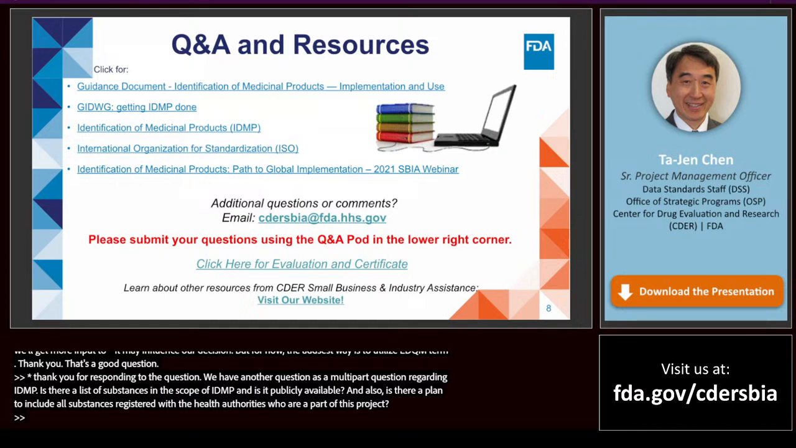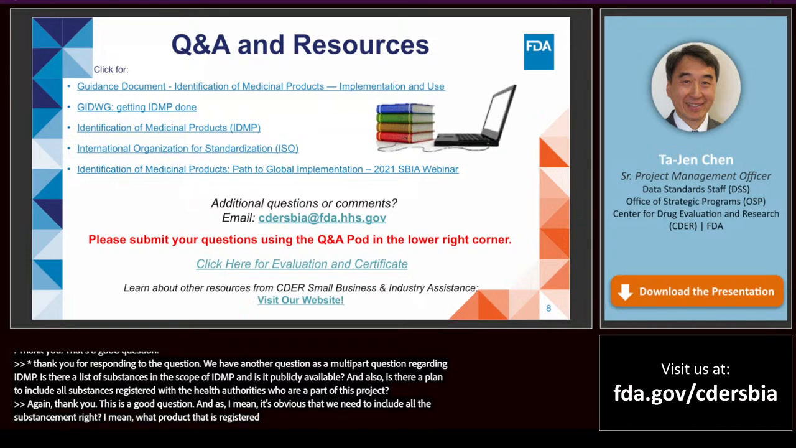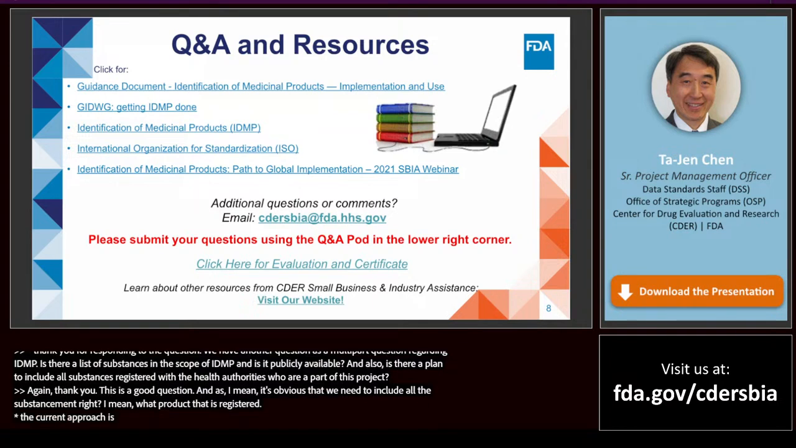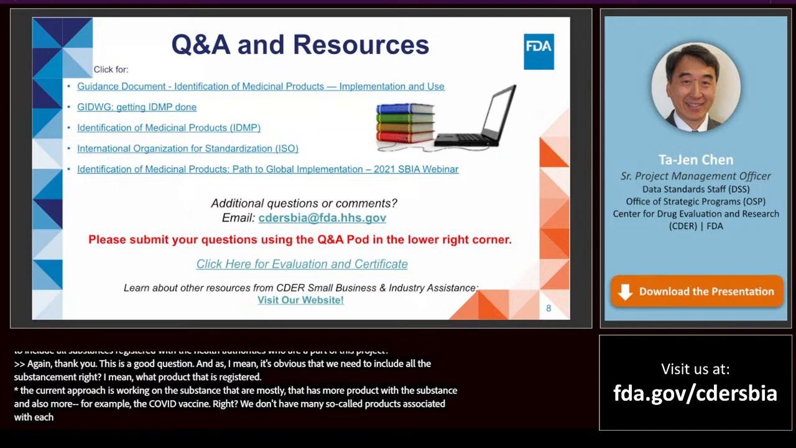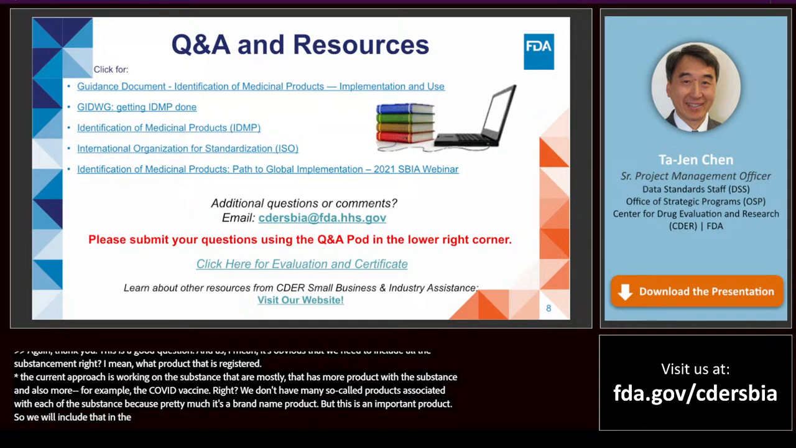Again, thank you. This is a good question, and it's obvious that we need to include all of the substances, for the products that are registered. The current approach is working on the substances that have more products with that substance, and also those that are more important. For example, the COVID vaccine, right? We don't have many products associated with that substance, because pretty much it's a brand name product. You have one product, but it is an important product. So we would include that in the first round of the global PHPID and global substance ID generation.